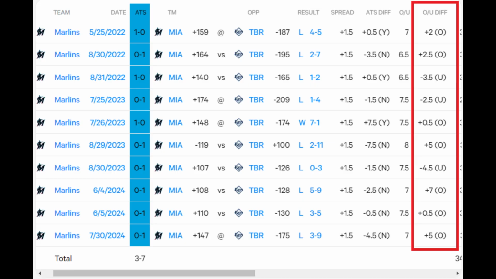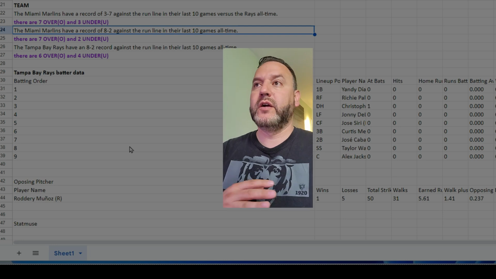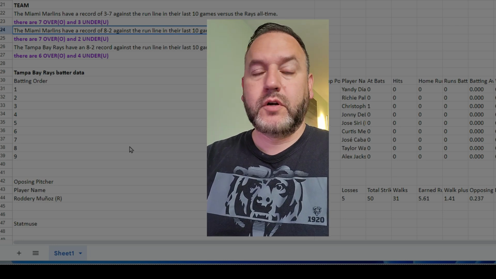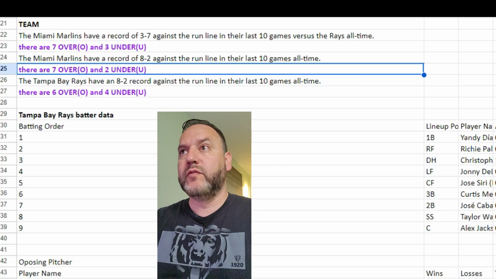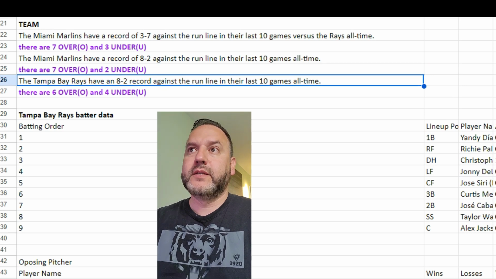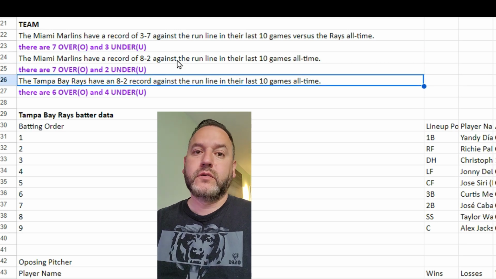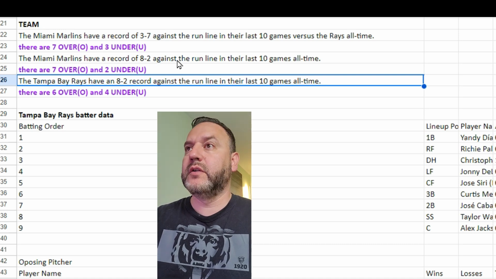Then right here, same thing, head-to-head information, 7-3 on the over. So the last 10 games that they've played each other, it's gone over 7 times. For the Marlins in general, in the last 10 games, regardless of who they've played, they've gone 8-2. That's a very strong record. I think they've gone 7 on the over, 2 on the under. Then you've got the Tampa Bay Rays, 8 on the over, 2 on the under. So what I see right away is that it's pretty much a wash. No team is better than the other in terms of the trends.